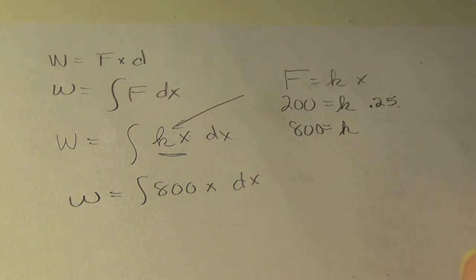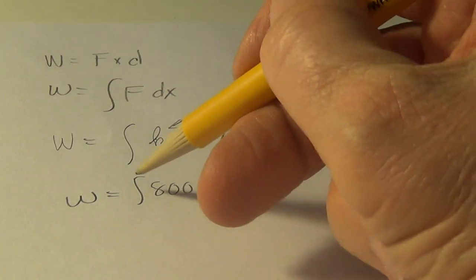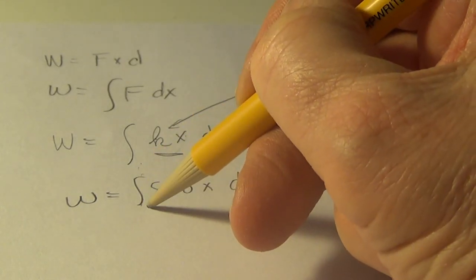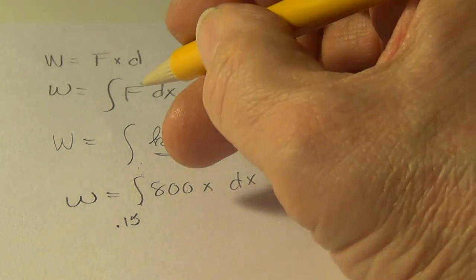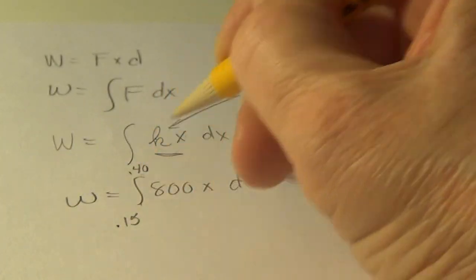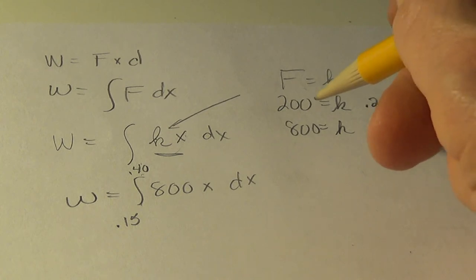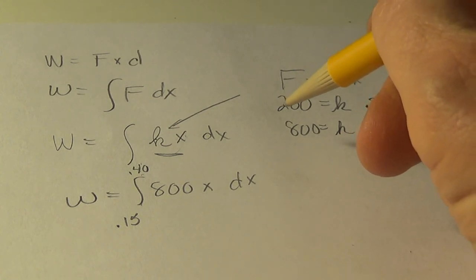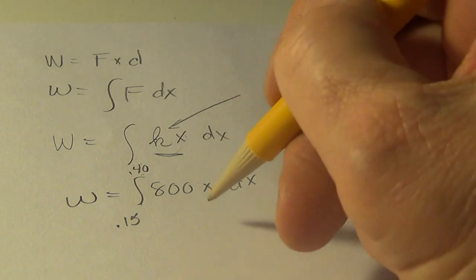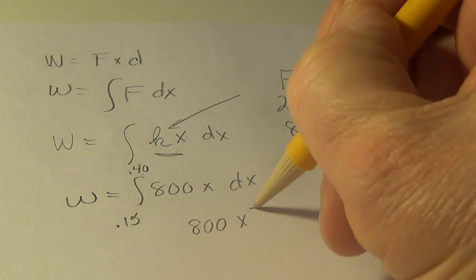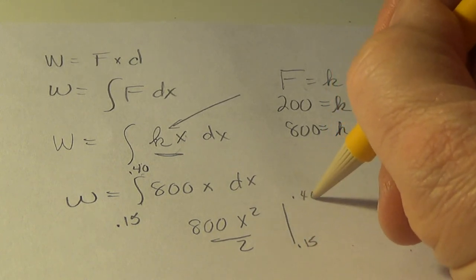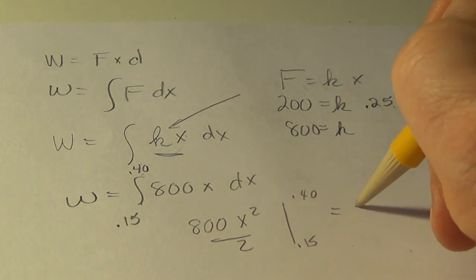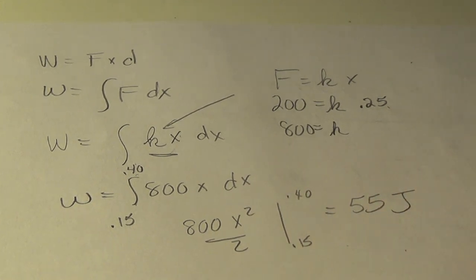So we have that formula to work with. And we're going to use the limits of integration. It had to go from 15 centimeters to 40 centimeters, which in terms of meters is 0.15 and 0.40. So when I integrate that, I get 800x squared over 2. And I plug in these numbers. And when I do all that properly, I get 55. And work is measured in joules when we're in the metric system.